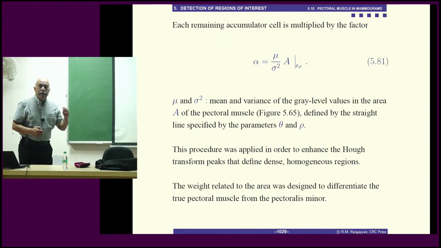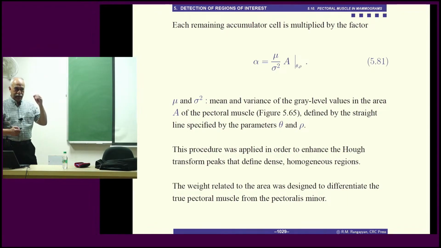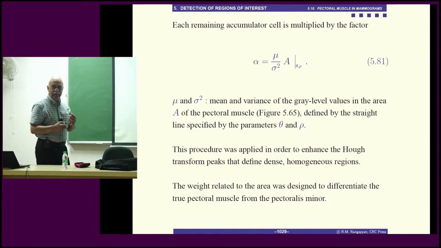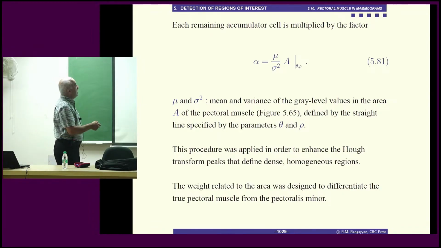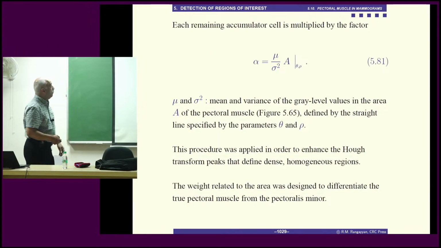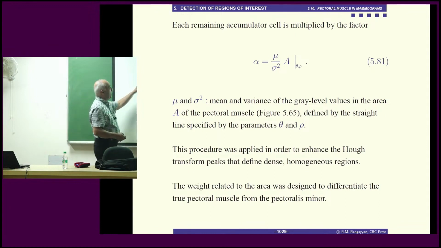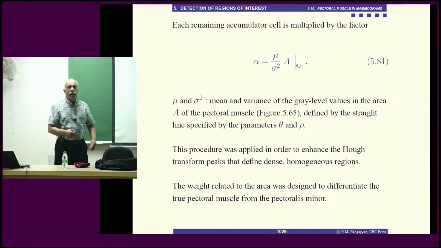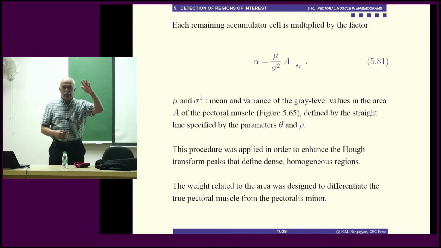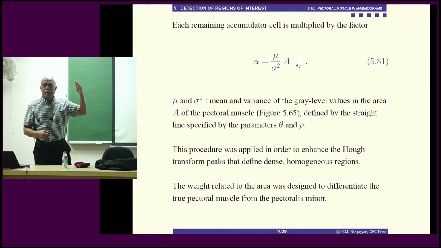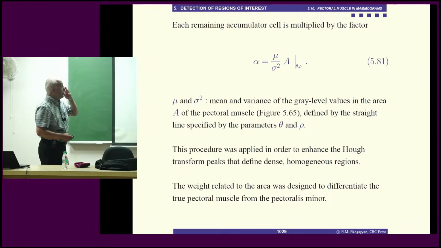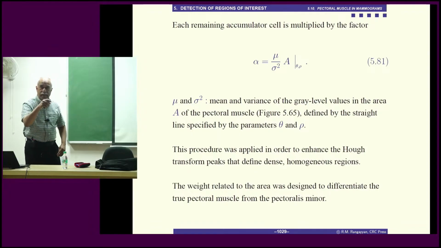And then the remaining accumulator cell values are weighted. You apply a weight using alpha equal to mu over sigma square, for that rho, theta value. Mu and sigma square are the mean and variance of the gray levels in the area A of the pectoral muscle, defined by the straight line with these parameters. So depending upon which line you choose, you will get a certain mean and sigma square, and you apply that as a weight.